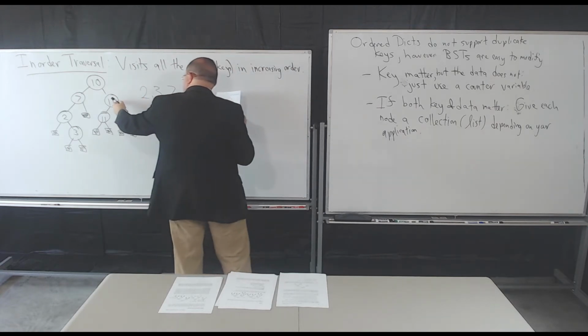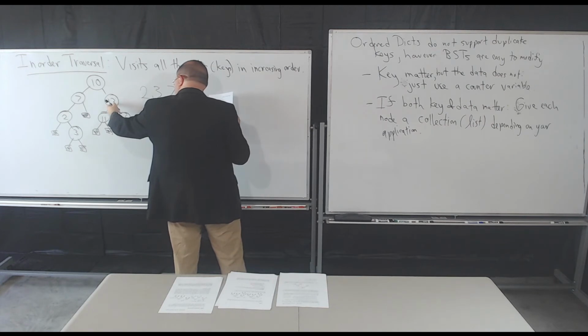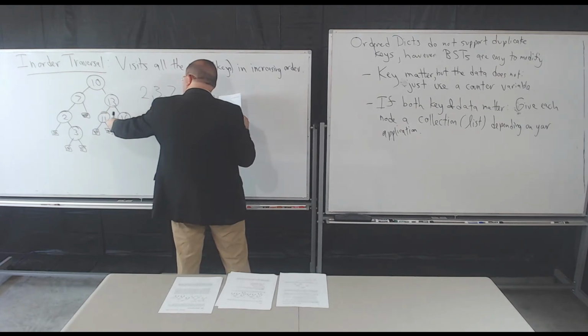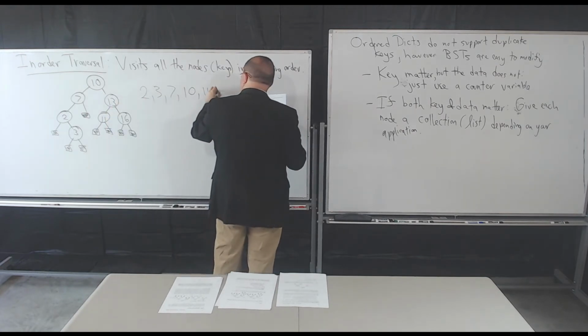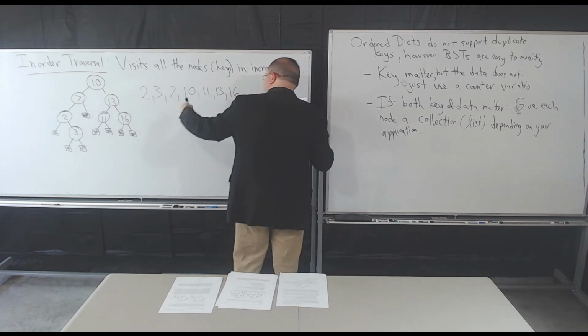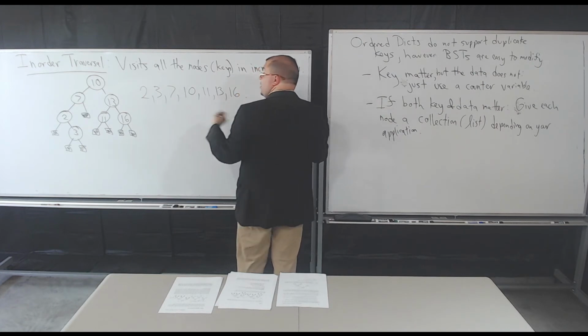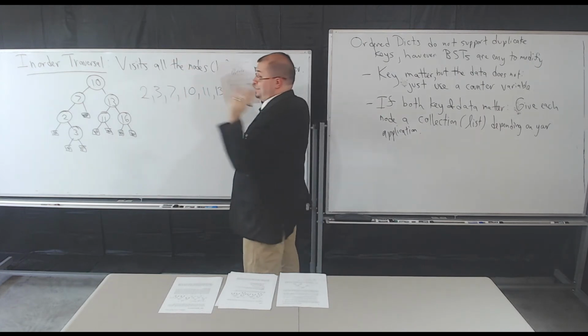Well, before I visit myself, I consider all my left child. Nothing there, so I print 11. I go up, because I have no right child. So I put in 13. I consider my right, which is 16. And then I have no children anymore. There. And I've visited all the nodes. I go back up to the root and say, hey look, I'm done.